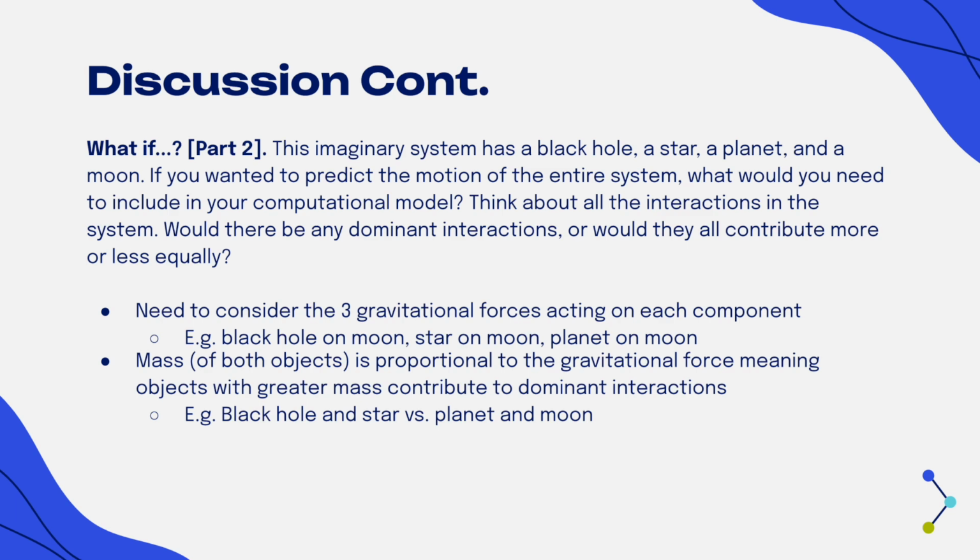Now, it's worth noting that there would be some stronger interactions. For instance, the objects with greater mass would contribute more dominantly because mass is proportional to gravitational force. For instance, the black hole and the star would have a really strong interaction compared to the planet and the moon.